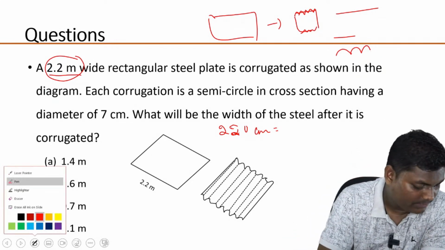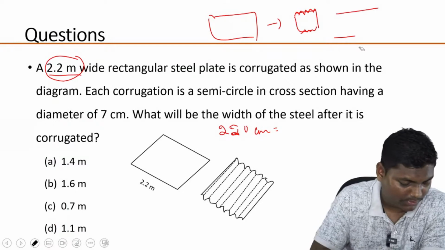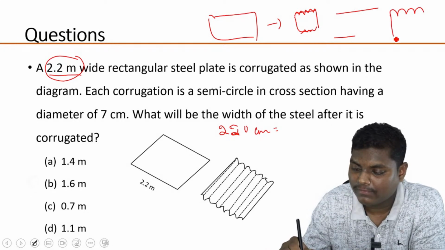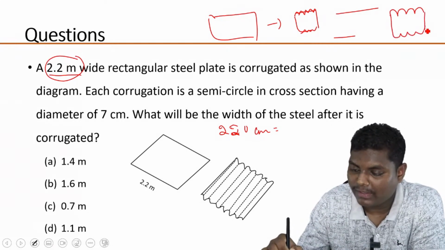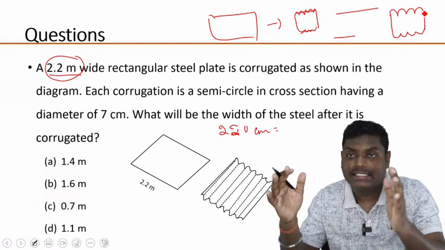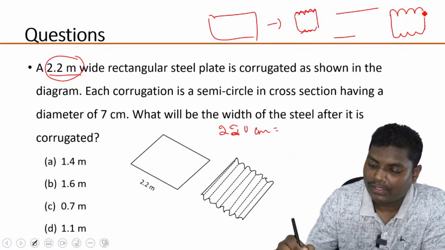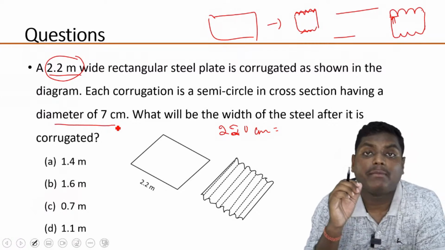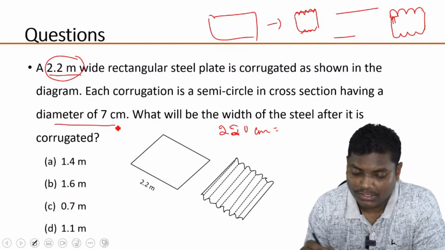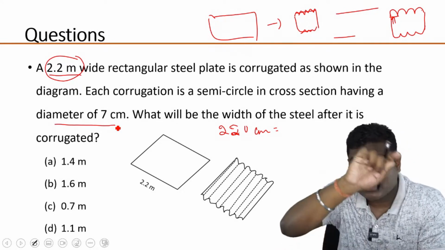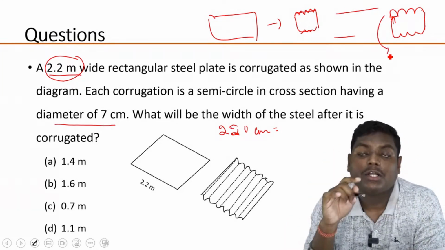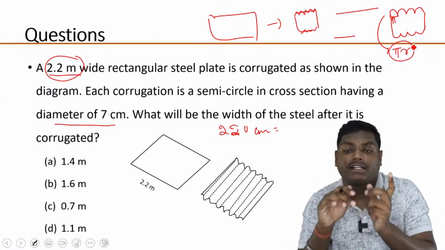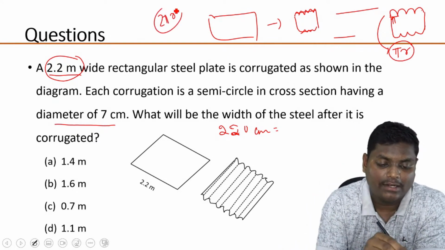To draw it properly, what we'll be getting is a structure like this. We have made waves or semicircles like this, so basically this width will be reduced. Now if we consider this width, the diameter they have given is 7 centimeters. We know the perimeter for a semicircle is pi r. For a circle it's 2 pi r. For this it is pi r.